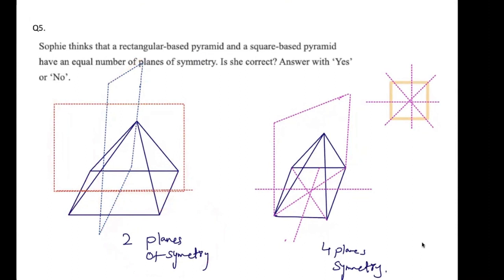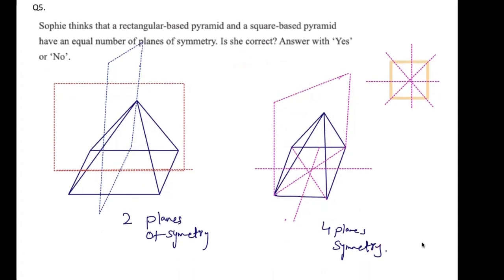When you have a square base pyramid, the base is a square. A square has 4 lines of symmetry, 2 diagonals, 1 vertical and 1 horizontal. So there are going to be 4 planes of symmetry as well. There's going to be a plane over here, there could be a plane over here, there could be a plane like this. So there are going to be 4 planes of symmetry. So is she correct? No. She says that they both will have the same planes of symmetry. She is not correct.